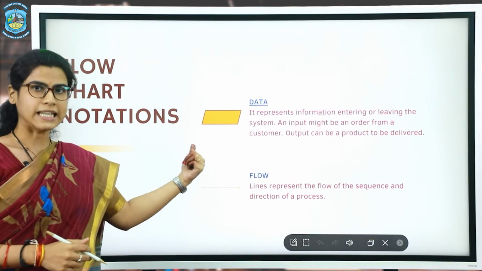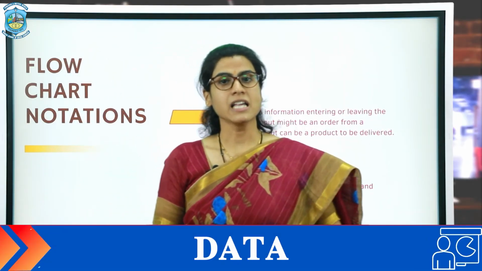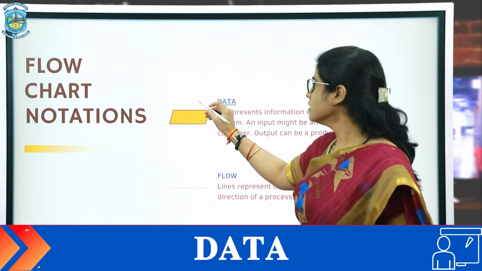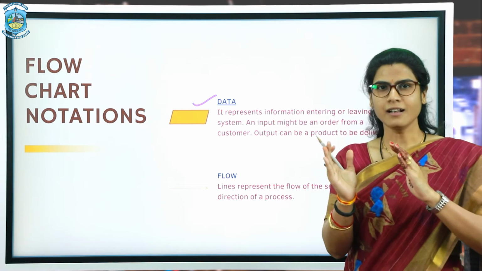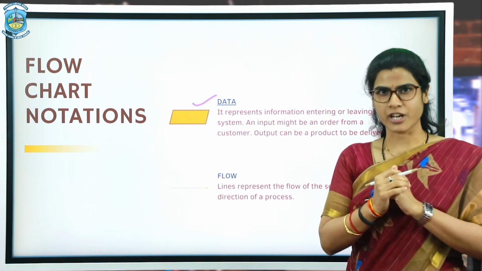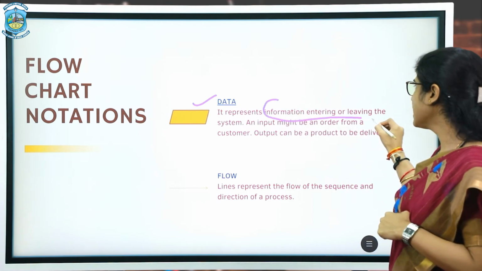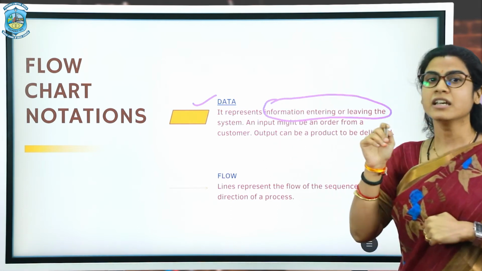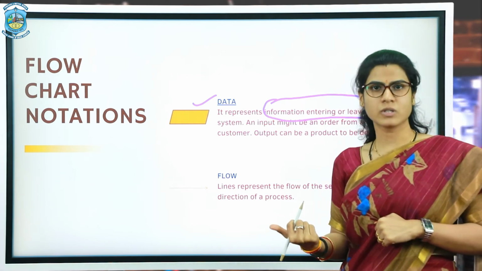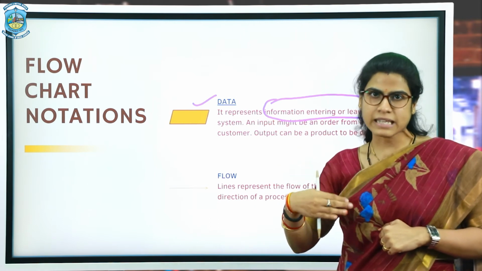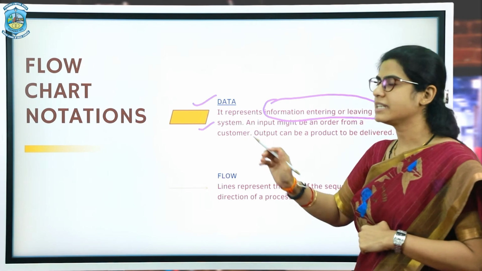That is the data and flow. So this data is represented with a parallelogram shape, meaning a rectangle with a slightly tilted shape. This parallelogram represents the information entering and leaving the system. Whatever information is entering into the system and whatever information is leaving from the system gets represented with the help of this data box.